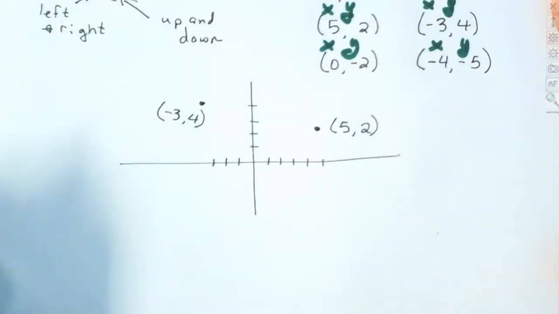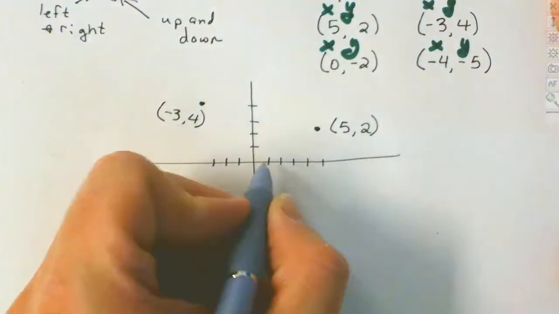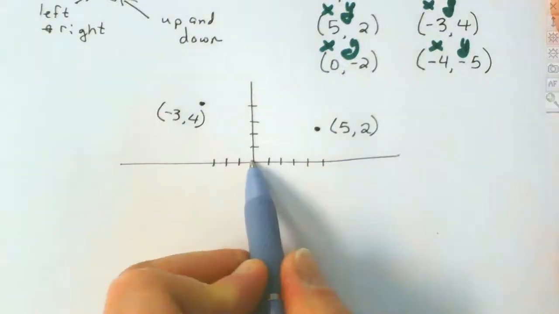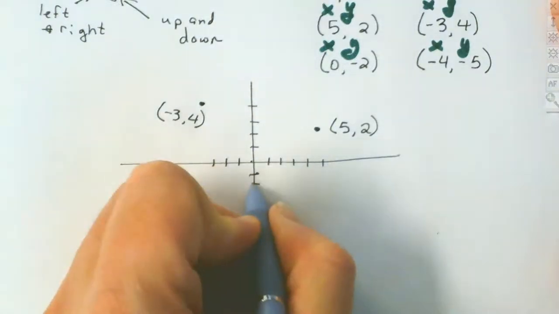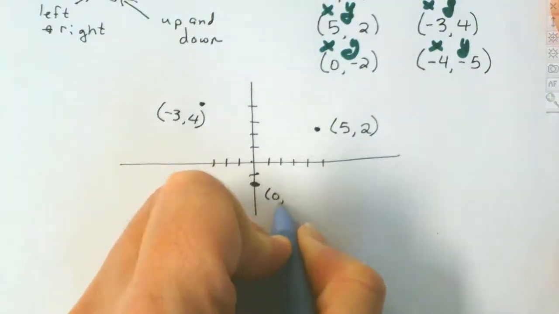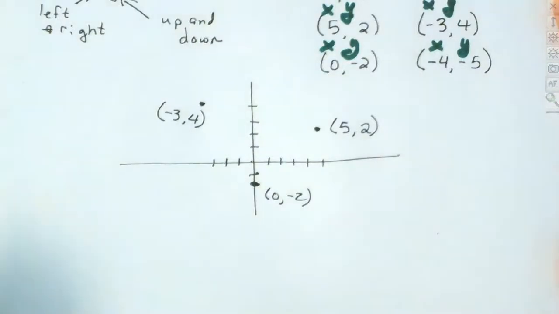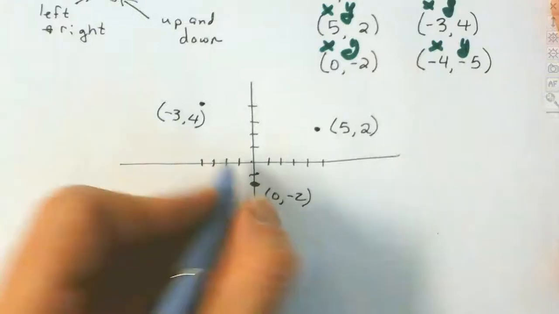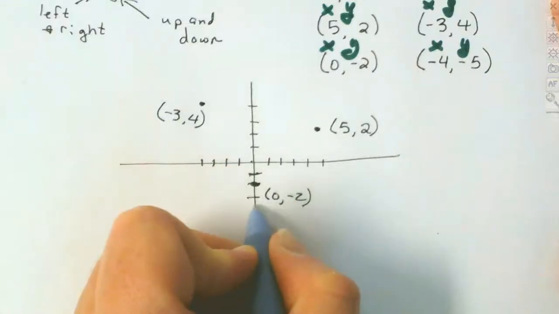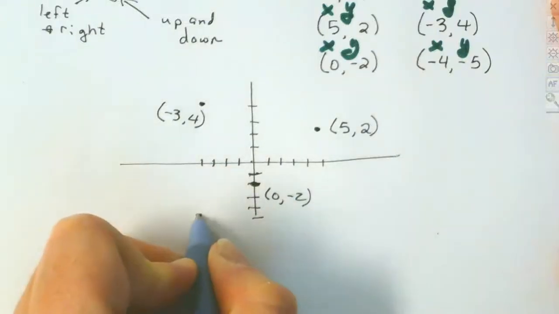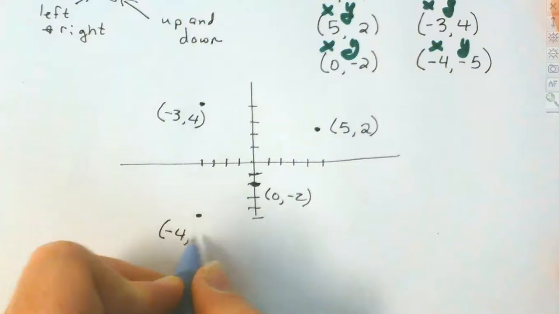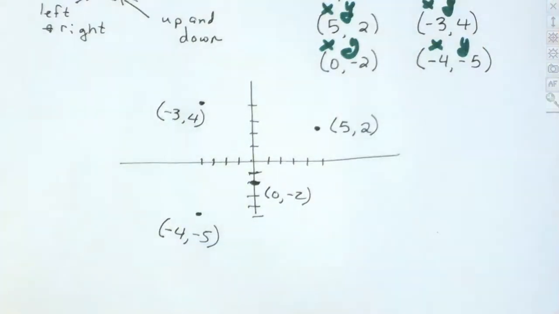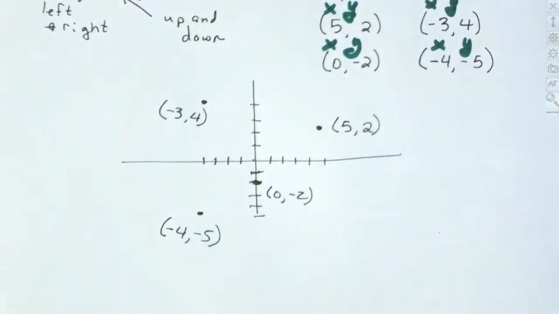The next one is at 0, negative 2. So 0 is right here. Negative 2 is down 2. So right there is 0, negative 2. And the last one is negative 4. So there's negative 3, negative 4. And down 5. So 1, 2, 3, 4, 5. So that's minus 4, minus 5. So that's how you plot those ordered pairs.